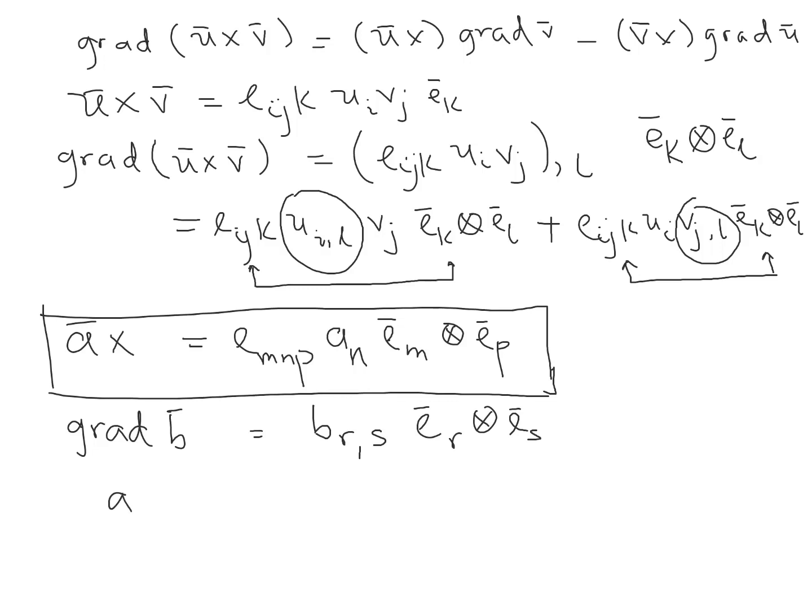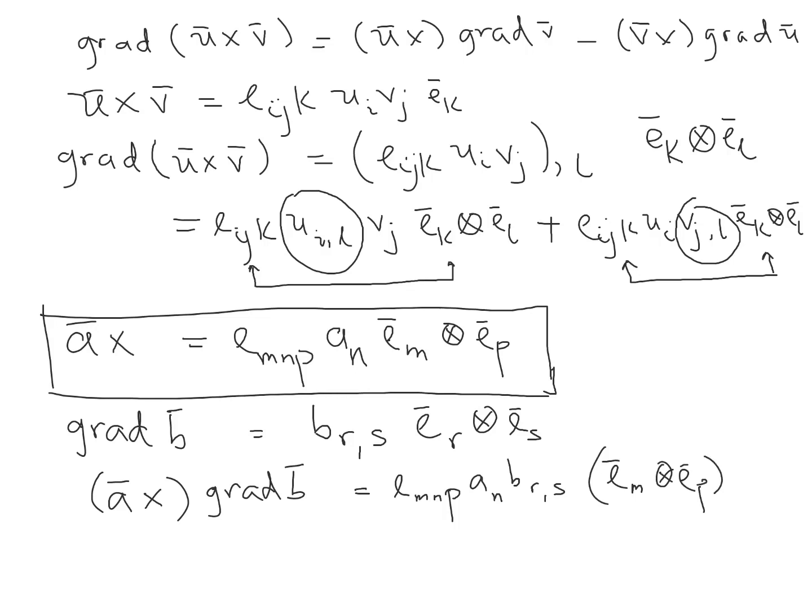So if I now do A cross grad B, what I will have will be E_MNP, I will have A_N, I will have B_R,S. Then I will now have two dyads. And you remember the rule for when you have products of dyads. You keep the first basis, the second basis, and the ones inside will become Kronecker delta. They will become a dot product.